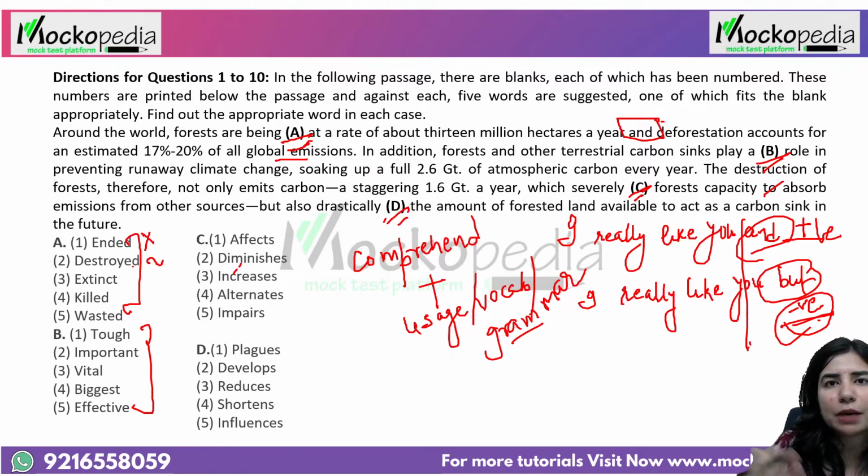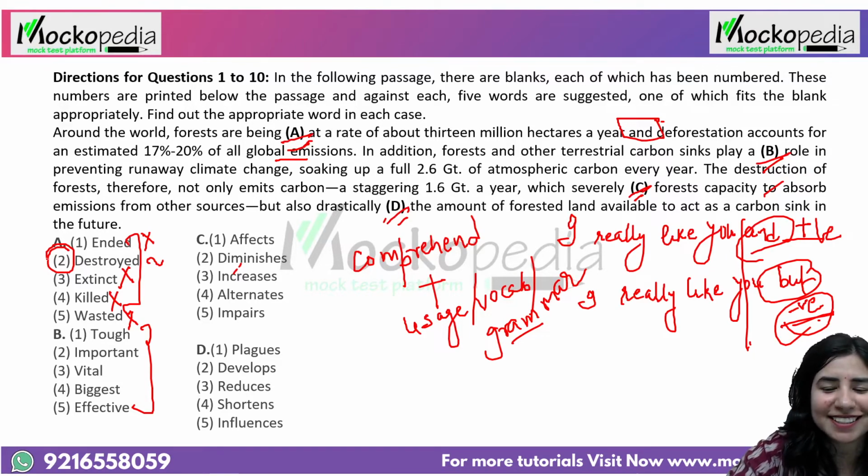Extinct hota hai, wo species ab aapko dikhegi nahi to. Forest extinct to nahi ho gaye. Forest ko aap kill nahi kar sakte, right? You kill a person. So this goes out. Waste bhi nahi hua, right? So waste is not a good match. So for this option, we will go with 2 as an answer. I hope we are sorted here, everybody who's attending the session.